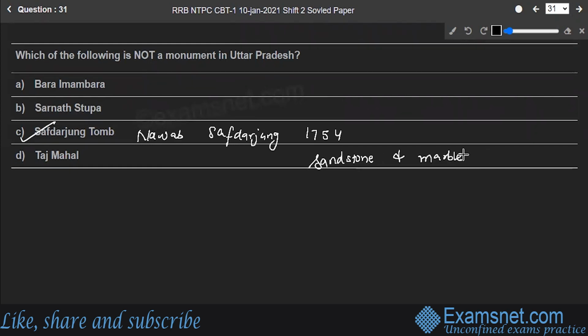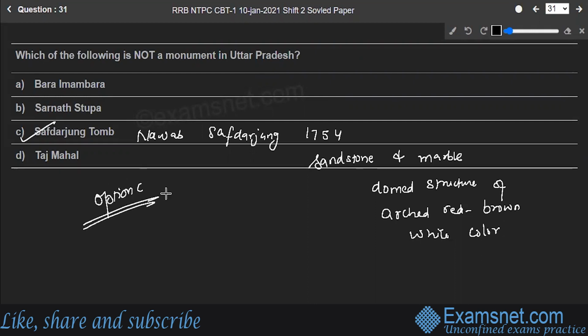It has a domed structure of red, brown, and white color, located near Safdarjung Airport in Delhi. Safdarjung was Nawab of Oudh, and also he was a prime minister of the Mughal Empire, Wazir Mamalik-e-Hindustan, when Ahmad Shah Bahadur ascended the throne in 1748. So we have option C as the correct answer to this question.